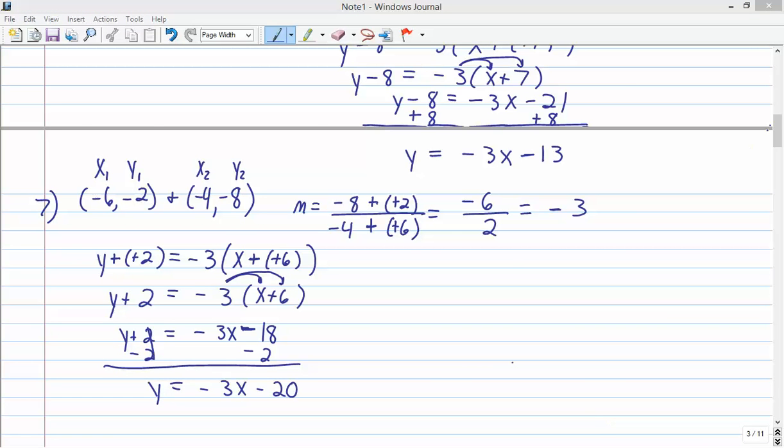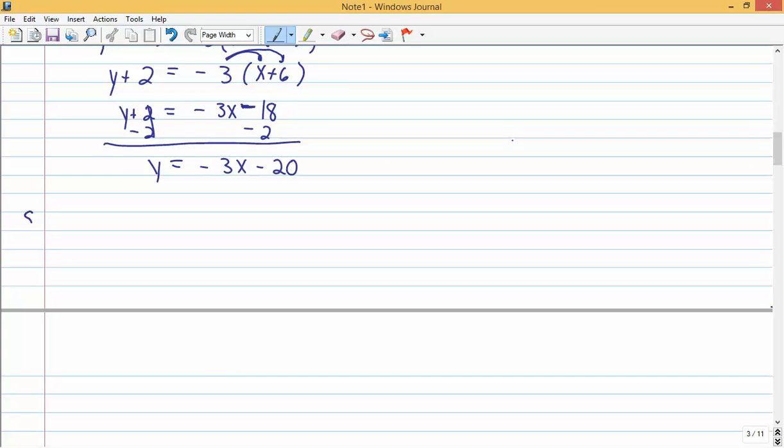Number 8 says graph the equation y equals x minus 1. The easiest way to graph this is by using the fact that the y-intercept is negative 1 and the slope is positive 1. The way that you do that is you go to where y is negative 1. You know that your graph is going to cross there, so you put a point at y equals negative 1.